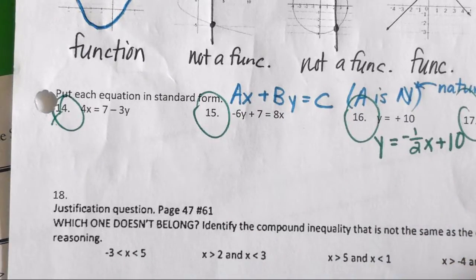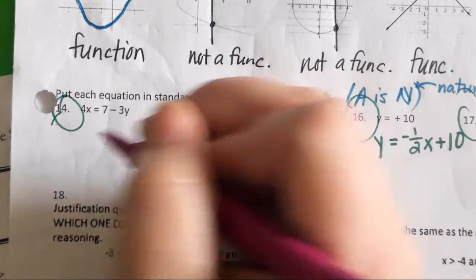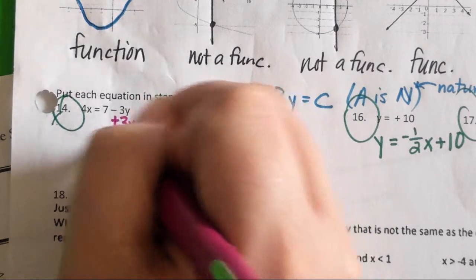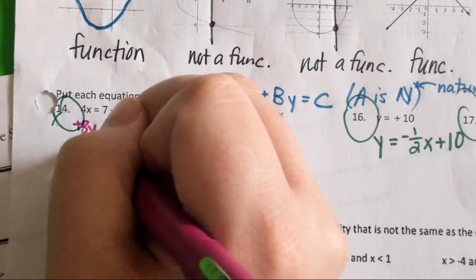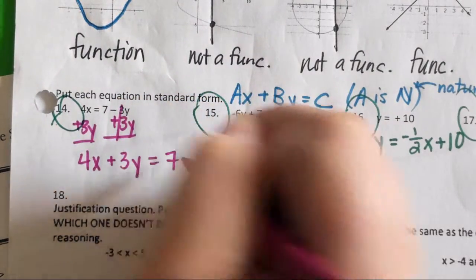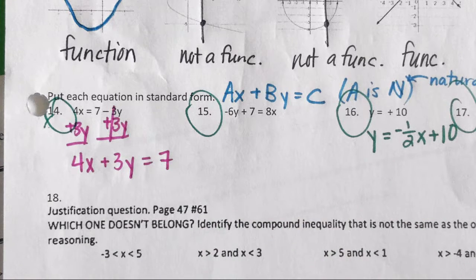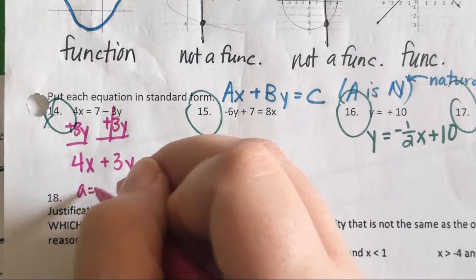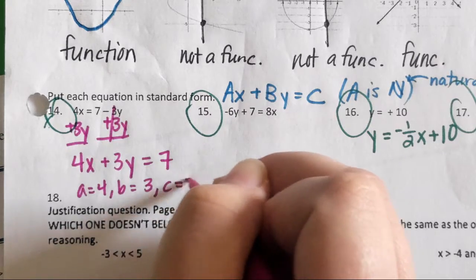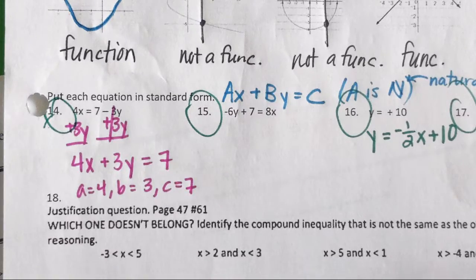Our first equation is not in standard form. Yes, table 2. 4x plus 3y equals 7. Perfect. So if you add 3y to both sides, you get 4x plus 3y equals 7. To actually get your point, can you tell me what's A, what's B, and what's C? A is 4. What is B? 3. And what's C? 7. Perfect. And you can have a point for that.